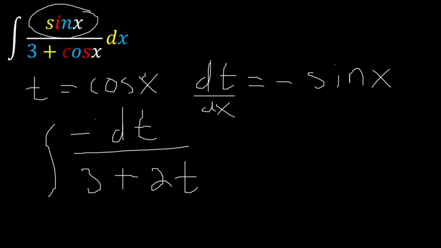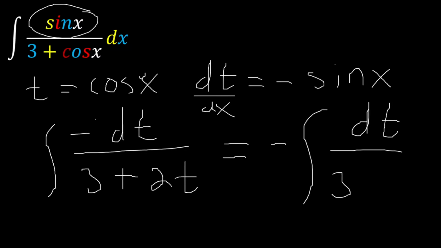Okay, and what you're now left to do is to integrate this. This can be further expanded to negative integral of dχ all over 3 plus 2χ. And normally, to integrate this, you are going to be introducing a ln function. What you are first of all going to do is to differentiate this 2χ, and you're going to be left with what?